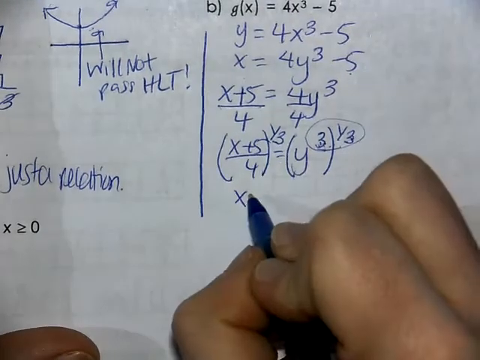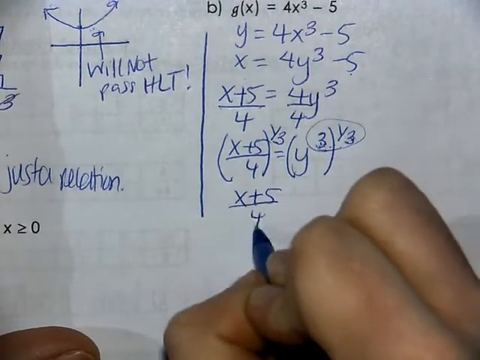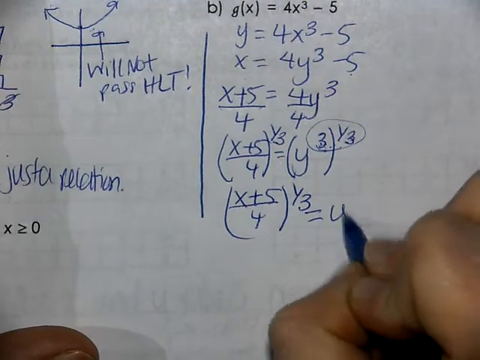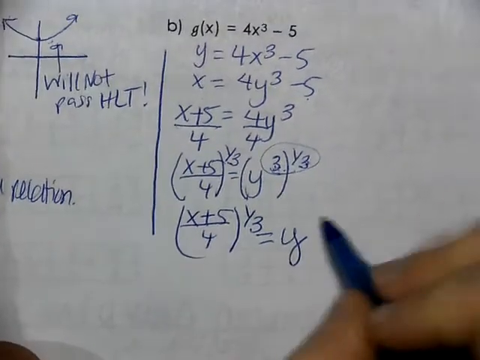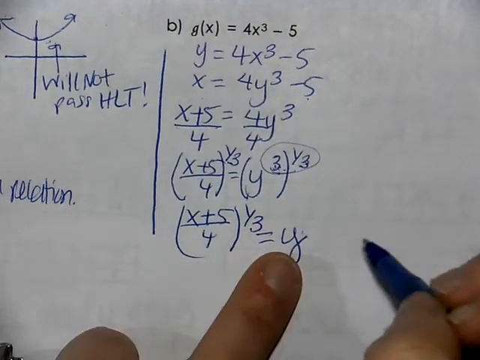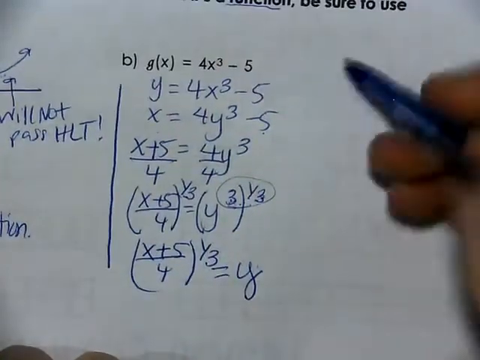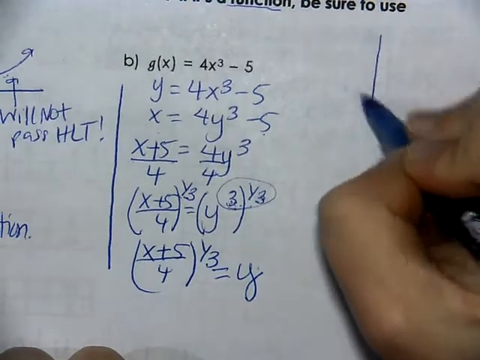We're going to leave our power just like you see it. (x plus 5)/4, all raised to the 1/3 power, is going to equal y. I have y alone, so now the question is, should I leave the y or should I use inverse notation? So that goes back to the original function.